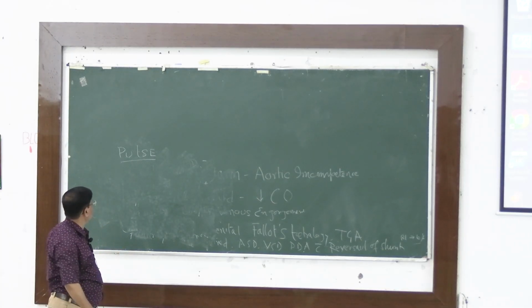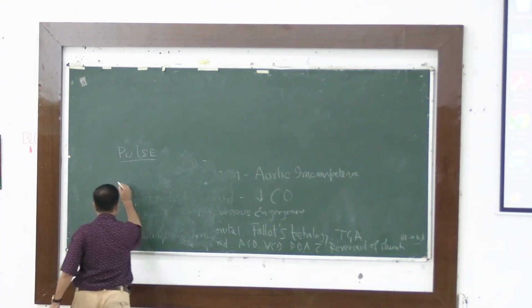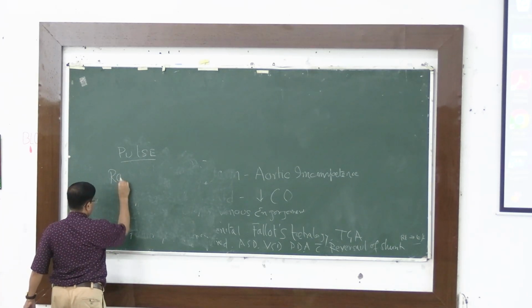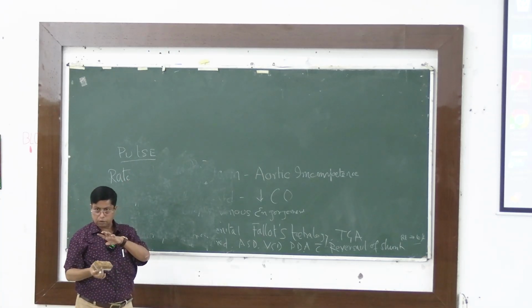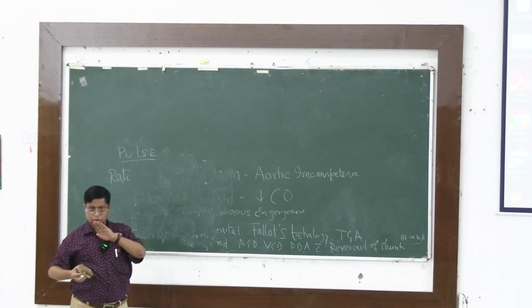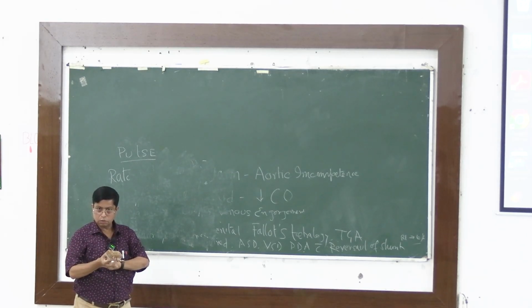Pulse. What is seen in the pulse? All you know is rate. Rate you see now. So pulse is felt with 3 fingers. Why 3 fingers? Because each finger has its own role. With the proximal finger, you can block the artery totally.